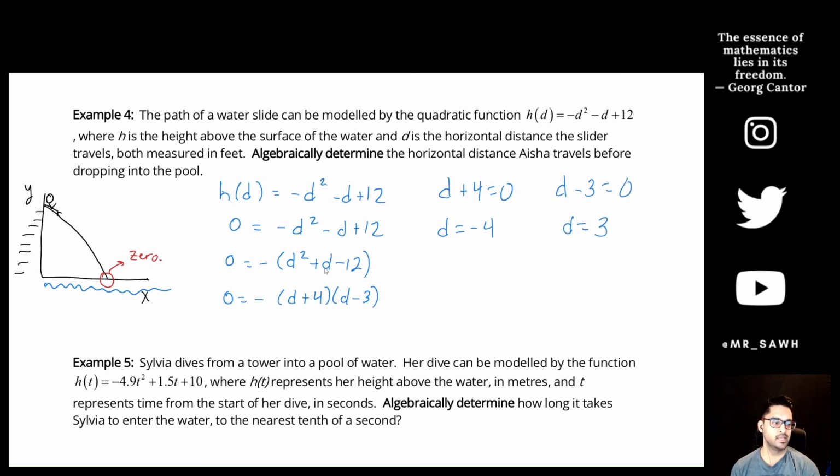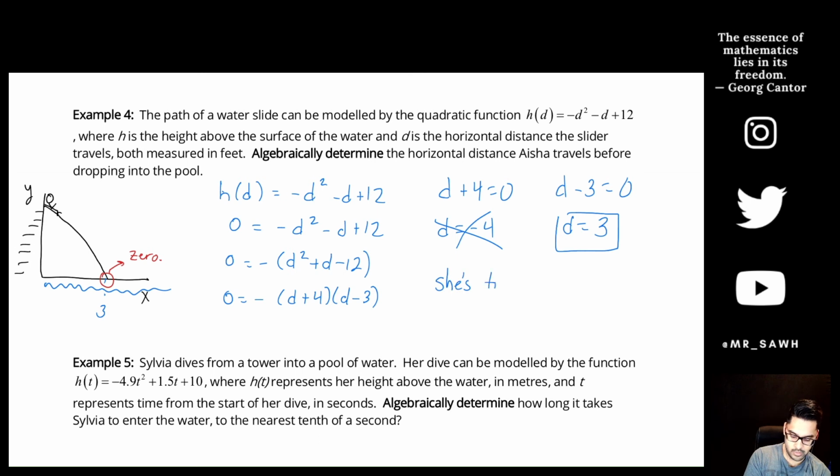Now only one of these makes sense. I can't really travel a negative distance. That would mean I'm going backwards. So I can't take the -4. So d must be 3. Right? That number right there is 3. That's my x-intercept, my 0. So I'm done.